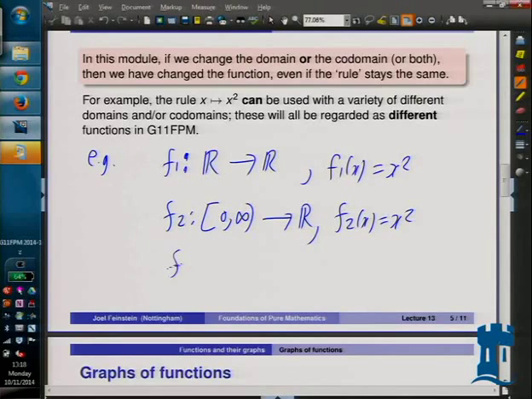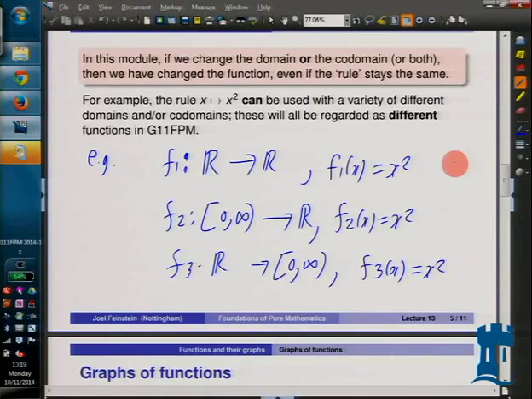F3, we can go from R, because squares are non-negative, we can use the same rule to go from R to the non-negative reals. f3 of x equals x squared. And that one looks pretty much the same as the first one. It's defined on the real numbers. You're squaring. You end up at the same place. But there is a subtle difference, which we'll see.